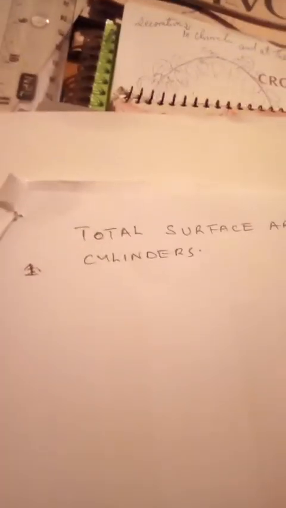Total surface area of cylinders. We have two types of cylinders. One, we have closed cylinders. So let's look at the types of cylinders.